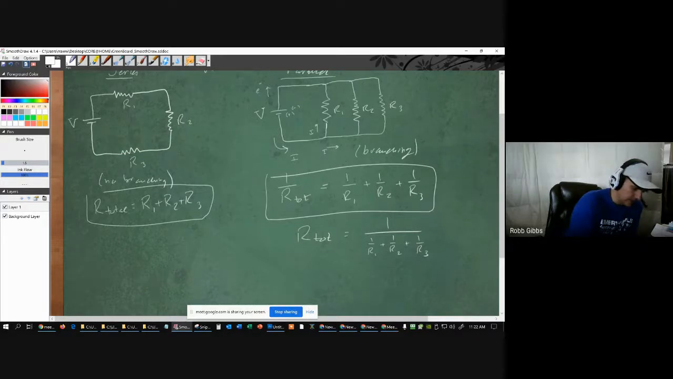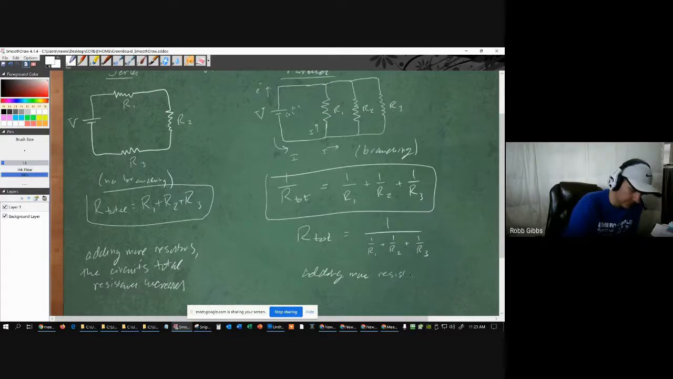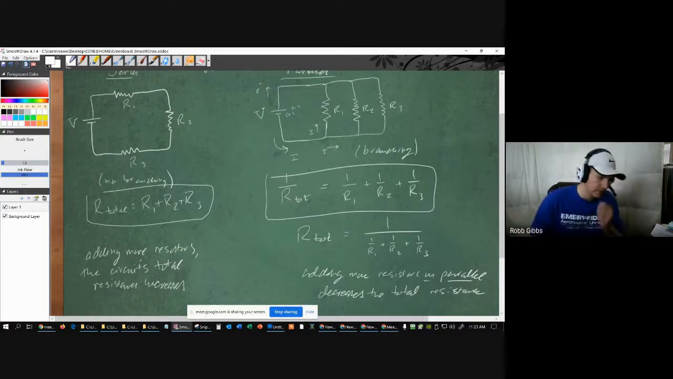The interesting thing is that as you add resistors in a series circuit, the total resistance increases. Adding more resistors, the circuit's total resistance increases in a series circuit. It's kind of opposite in a parallel. In a parallel circuit, adding more resistors in parallel decreases the total resistance. They have to be added in parallel, though, because if you add them in series, it's just going to add to the resistance of the series circuit.